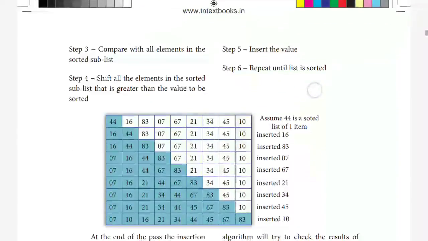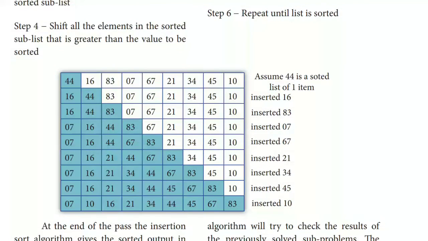Next is insertion sort. Here you can see that while inserting itself it will swap and sort the array. 44 is the first element. Here you can see they are inserting 16. So 16 is less than 44. So it will create a position before 44 and place this number 16 before 44.